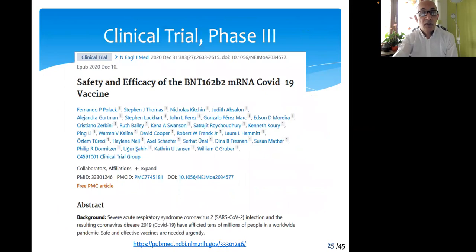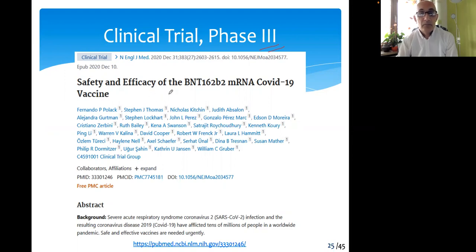A phase 3 study. Phase 3, the answer of the quiz now comes. Phase 3 is the level when a product, a medication, a medical drug enters the market, when it receives approval to be prescribed to people, to patients.